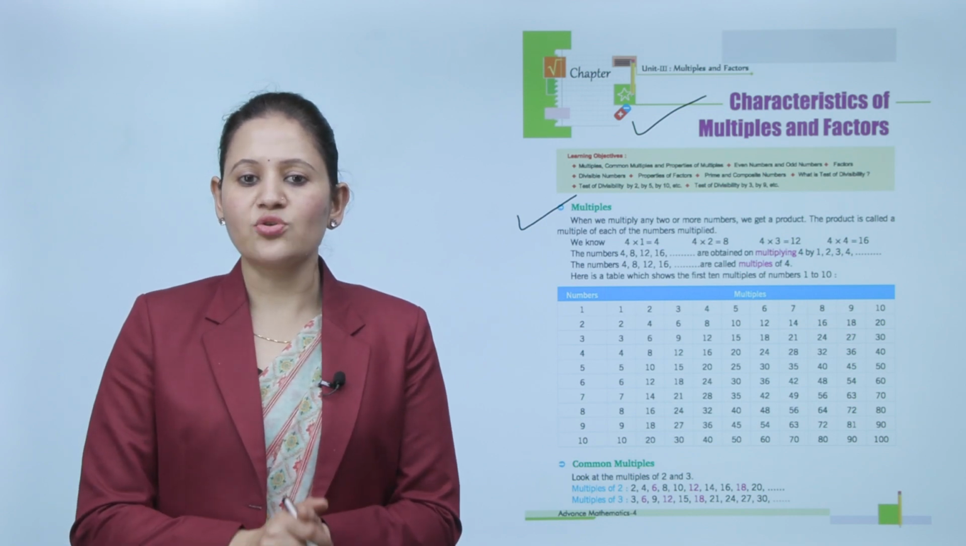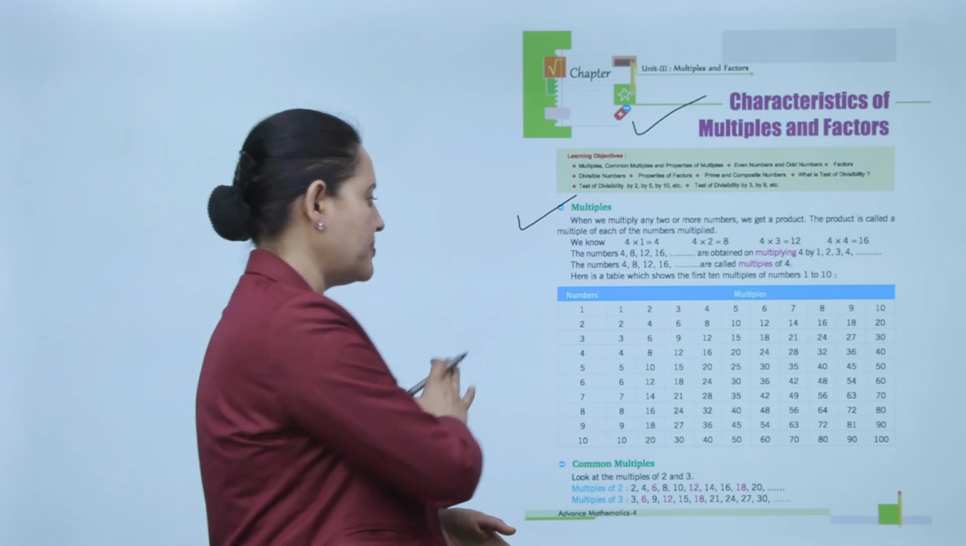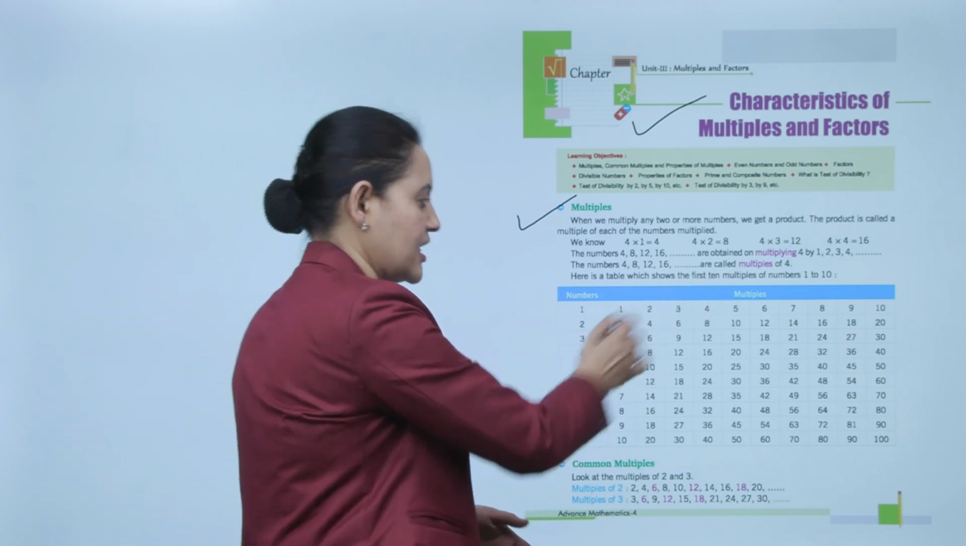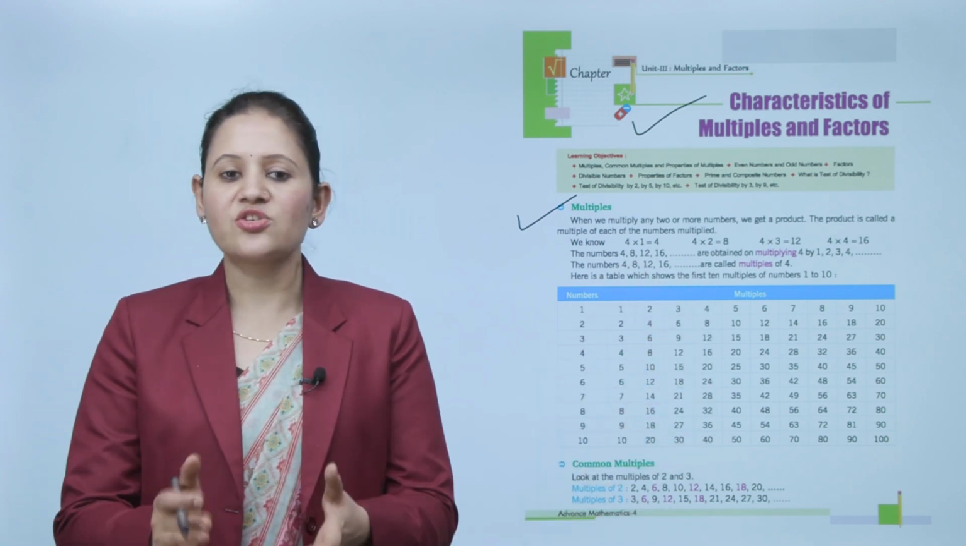Here is a table which shows the first 10 multiples of the numbers 1 to 10. So these are the tables from number 1 to 10. You can see the multiples of the given number. Next is common multiples.